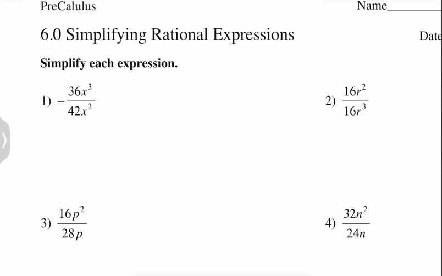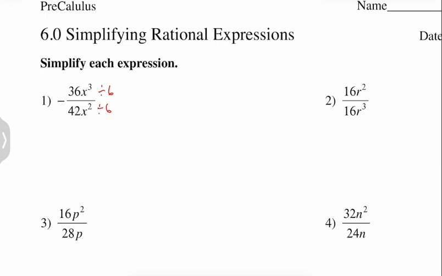Now, it's really about reducing a fraction with common factors. So when we look at problem number 1, we're treating the numerical components like we would a fraction. What is a number that would go into both 36 and 42? Both of those are divisible by 6. So first, let's think about dividing both of those by 6.